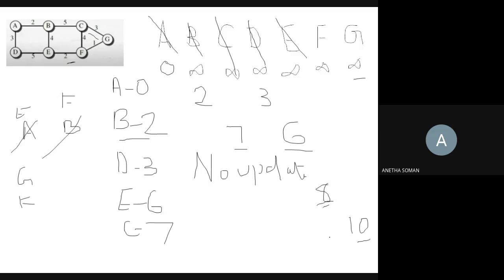Right, now what is remaining? You have 8 and 10. Now which is the shortest value? It is 8. So F is equal to 8, I will make it finalized. F is equal to 8, and I'll just cancel F.